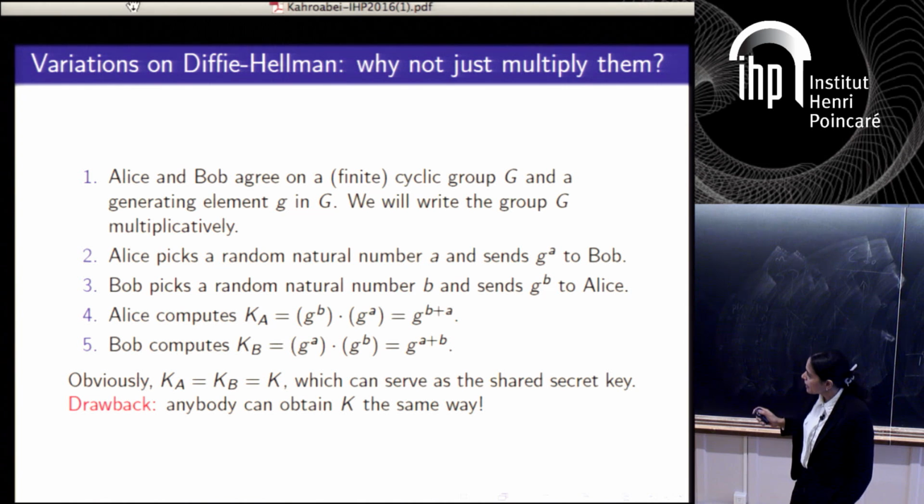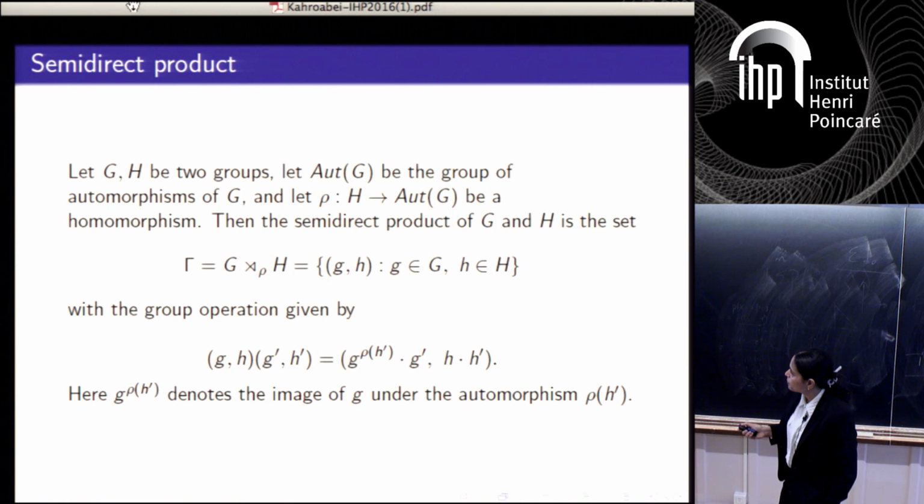But we get this idea to propose this semi-direct product key exchange. Just before that, let me remind you of the semi-direct product. Let G and H be two groups. Let Aut(G) be the group of automorphisms of G, and let phi be a homomorphism from H to Aut(G). Then the semi-direct product of G and H is the set Gamma of pairs (g, h) such that g is in G and h in H, with the group operation given by: when you multiply (g, h) by (g', h'), the second component you just multiply h by h'.